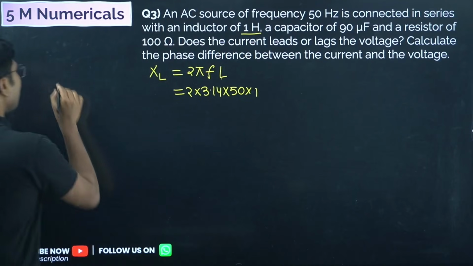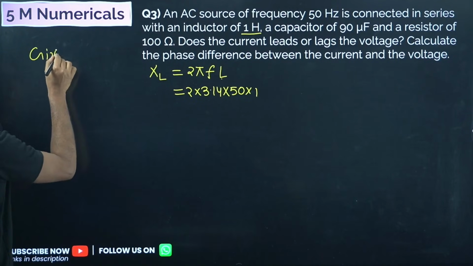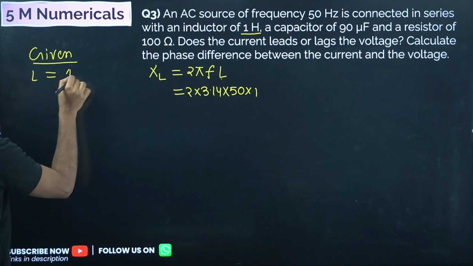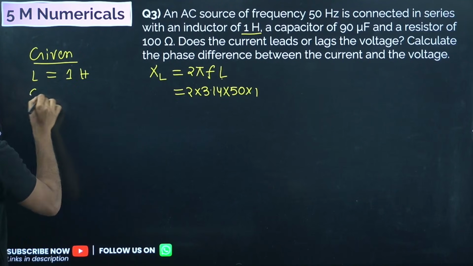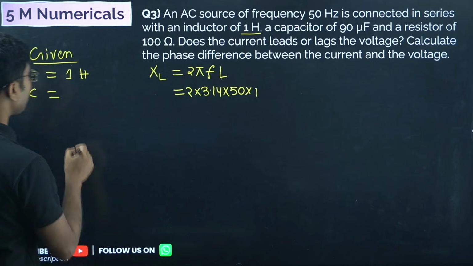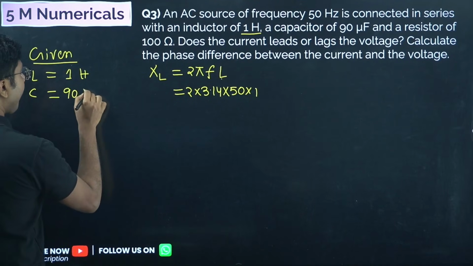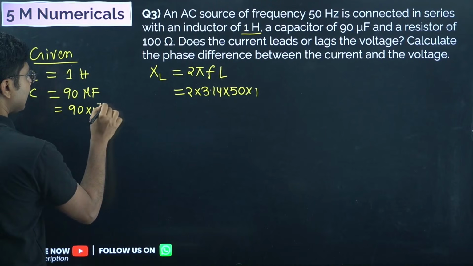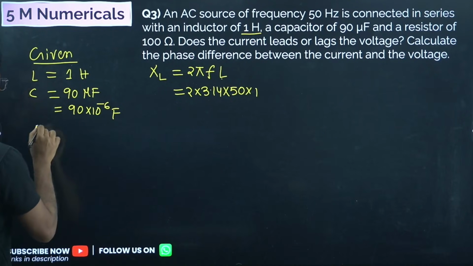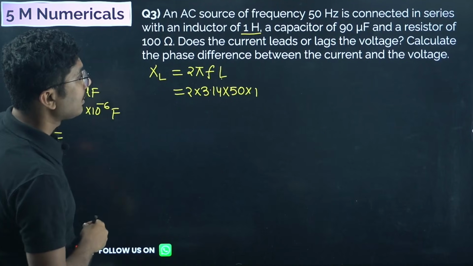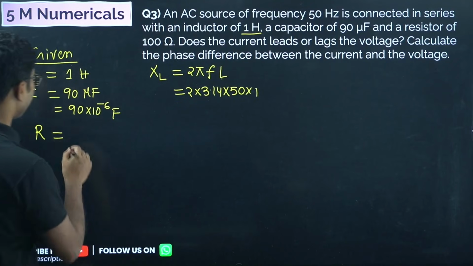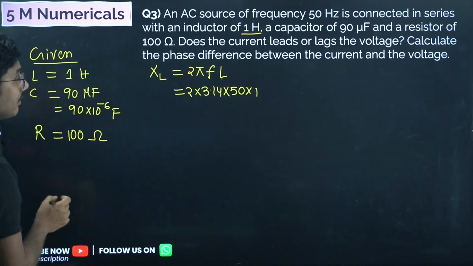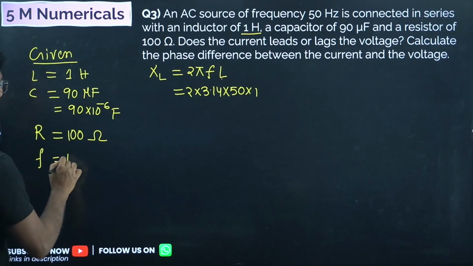So one thing you can do, first stage, whenever you are solving a numerical, try to write all the given values. L is equal to 1 Henry, okay. C equals 90 microfarad. Microfarad means 90 into 10 to the power of minus 6 farad. Okay, resistance is given here as 100 ohm, and the frequency is given as 50 Hz.